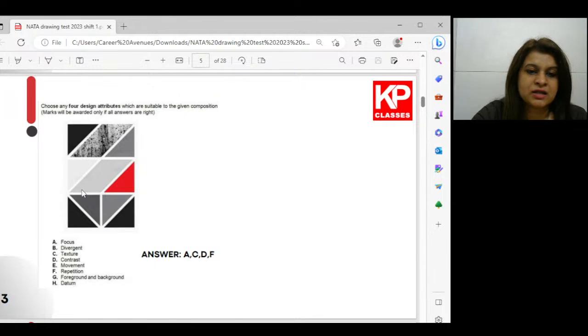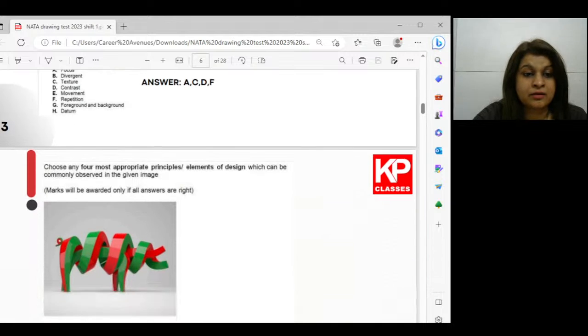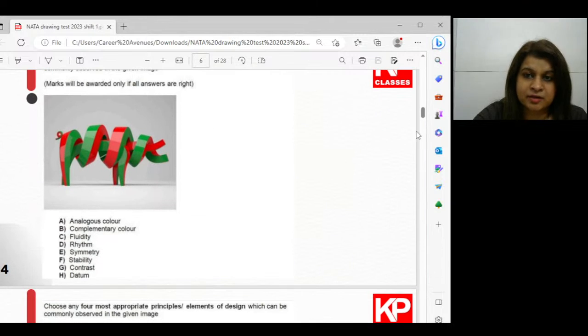And another thing that we see is again repetition. So we see that these elements are being repeated at a certain interval. So definitely there is repetition, there is contrast, there is texture, and there is focus. Okay. So these were simple elements and principles of design. So you have to be thorough with all the elements and principles of design.